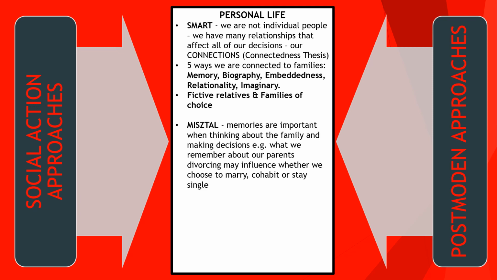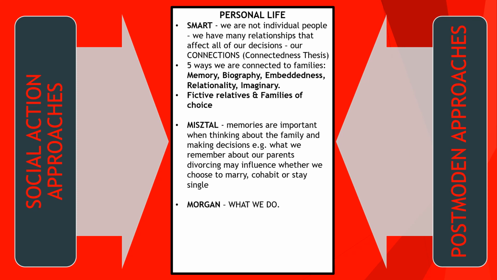You've got Mason, who talks about memories being really important. So the memories we have of our family can influence the relationships and families we have. So negative memories of our parents getting divorced may delay or prevent people from wanting to get married, or set them into having cohabiting relationships rather than marriage.